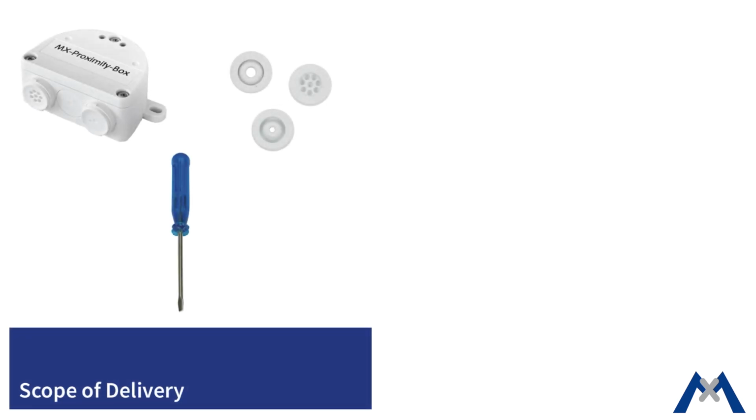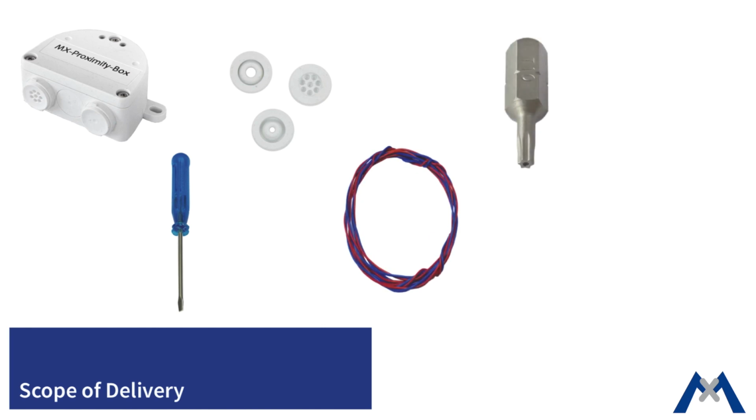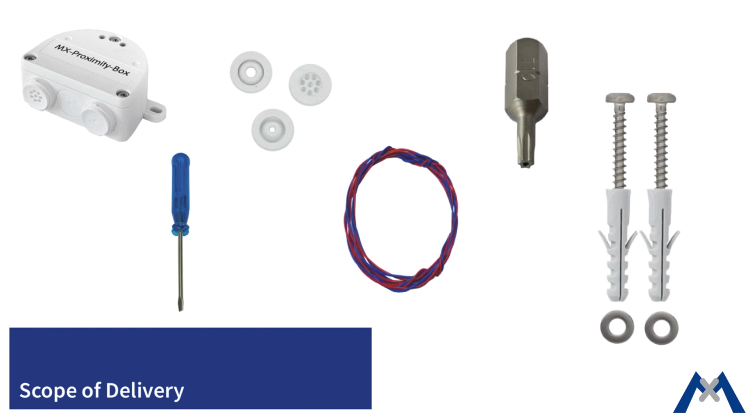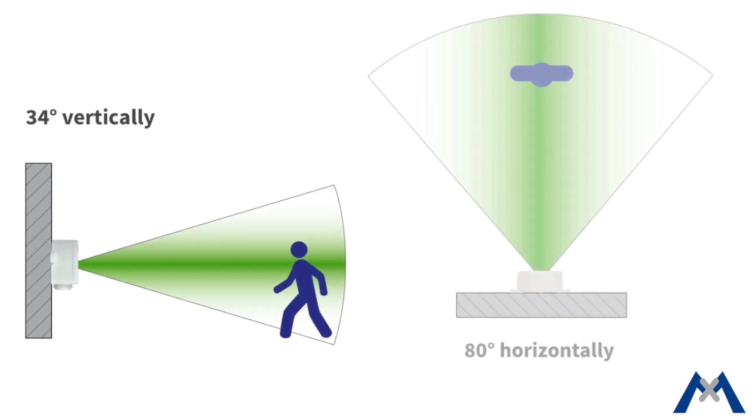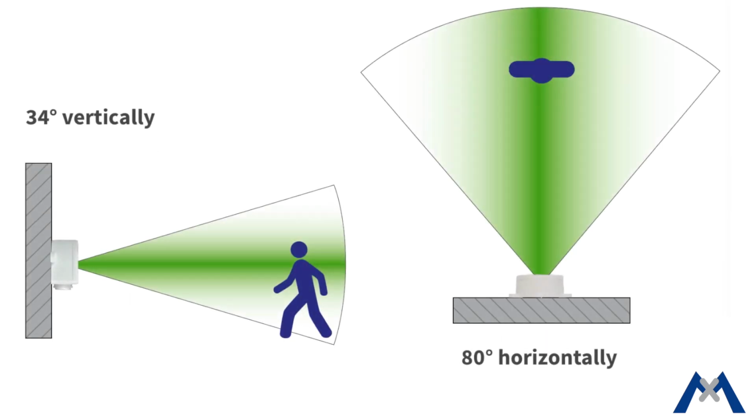Included in delivery of the Proximity Box, there is a screwdriver, three plugs, a 0.5 meter long MxBus cable, a security bit, two flat washers, two stainless steel wood screws, and two dowels. Select the location for installing the device so that the objects you want to detect are within the detection area of the box, which is 80 degrees horizontally and 34 degrees vertically.